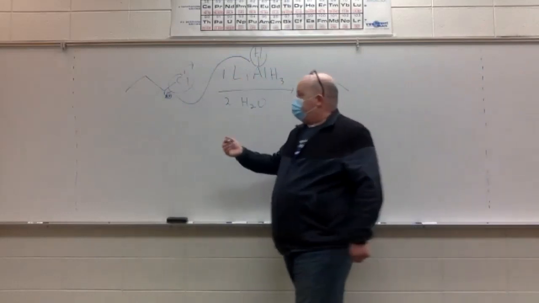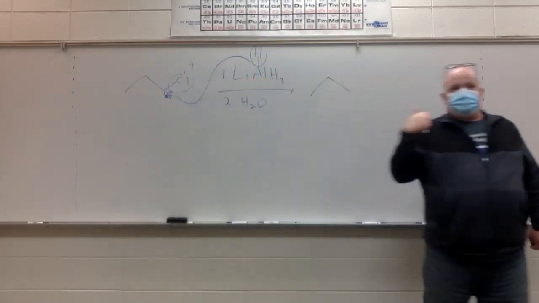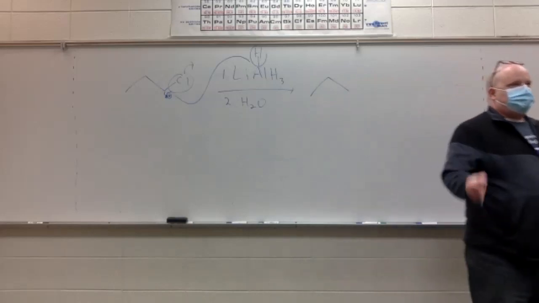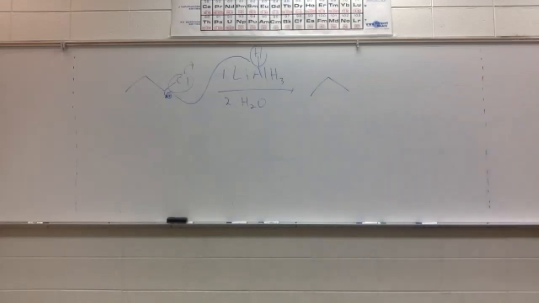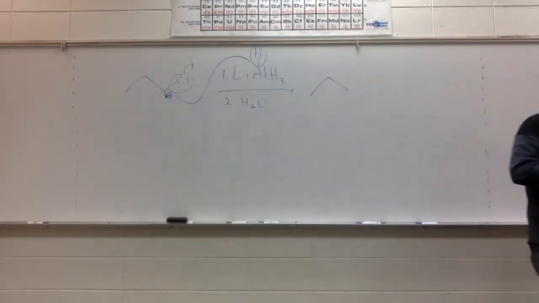This is a reduction because as you go from reagent to product, you have fewer bonds to electronegative atoms and you have more CH bonds, right? So that's one way you can use a hydride. You can use it as a nucleophile to knock off a halogen in an alkyl halide. Does that make sense? No. Okay.